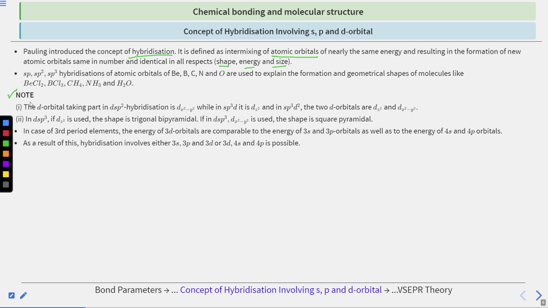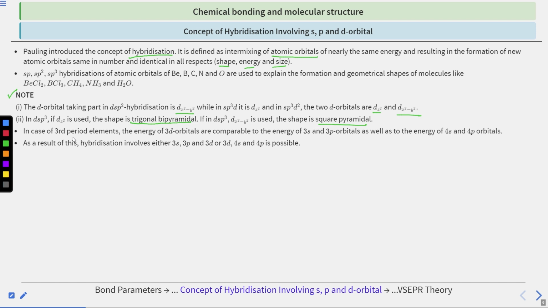There is a note here that the d orbital taking part in dsp2 hybridization is dx²-y², while in sp3d it is dz², and in sp3d2 the two d orbitals are dz² and dx²-y². In dsp3, if dz² is used, the shape is trigonal bipyramidal, and if dx²-y² is used, the shape is square pyramidal.